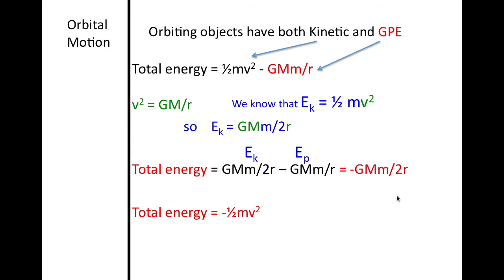However, you can also go one step further and realize that gm times m divided by 2r, which is this right here, is the kinetic energy from up here, except that it carries a negative value. Because we know that kinetic energy is 1/2 mv squared, and we know that the total energy is the negative of that, then we can just say that the total energy is equal to negative 1/2 mv squared.